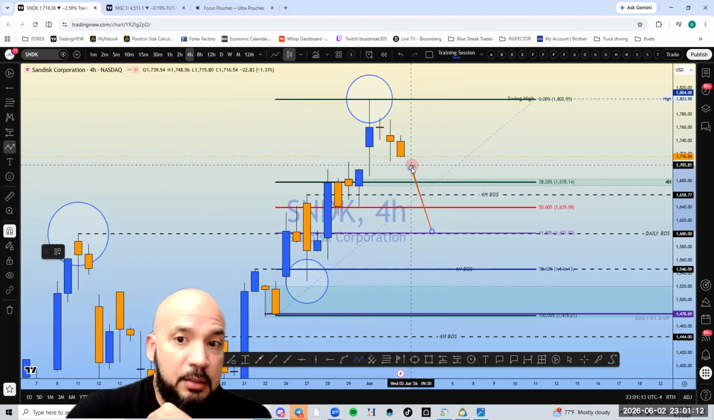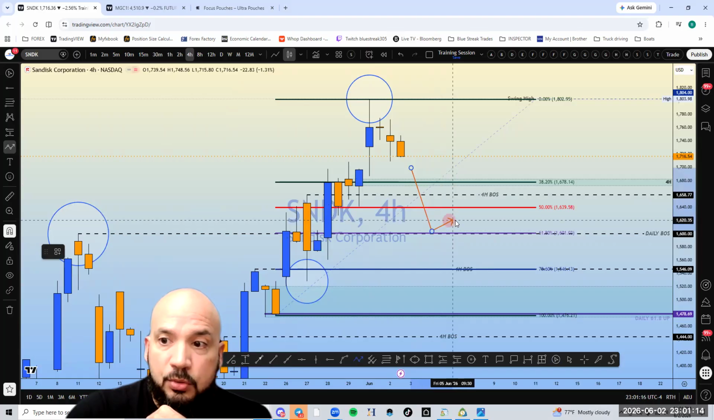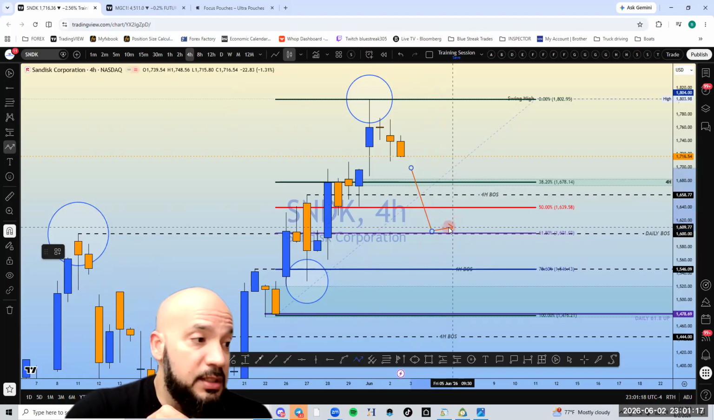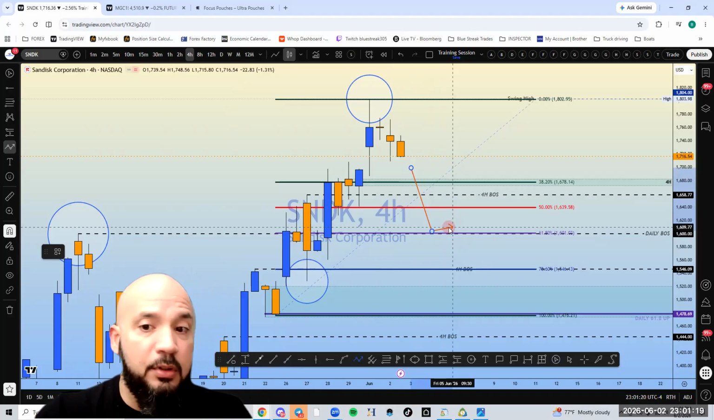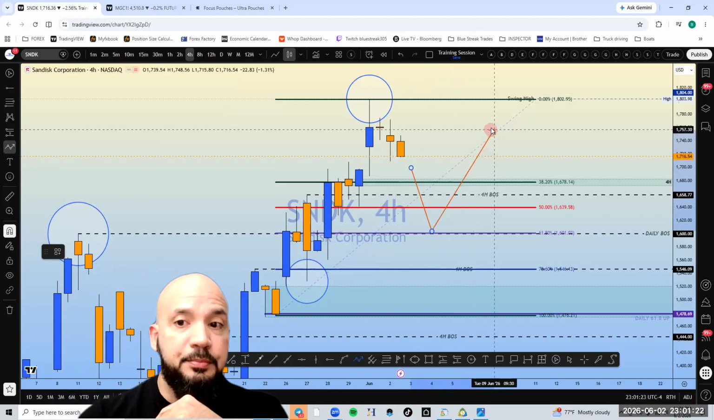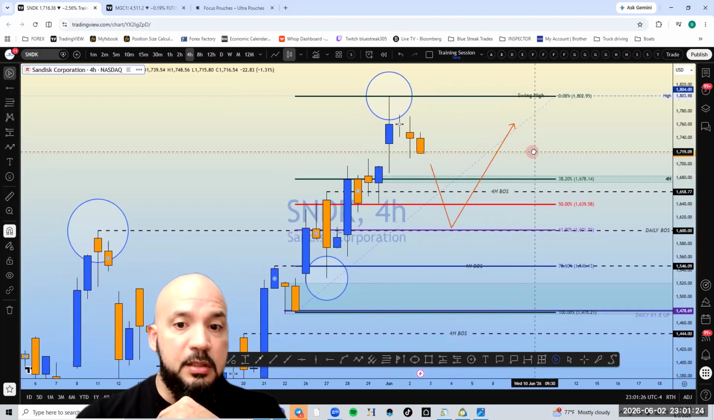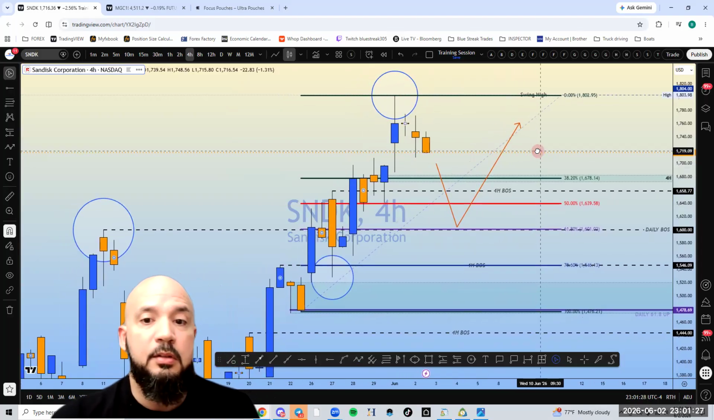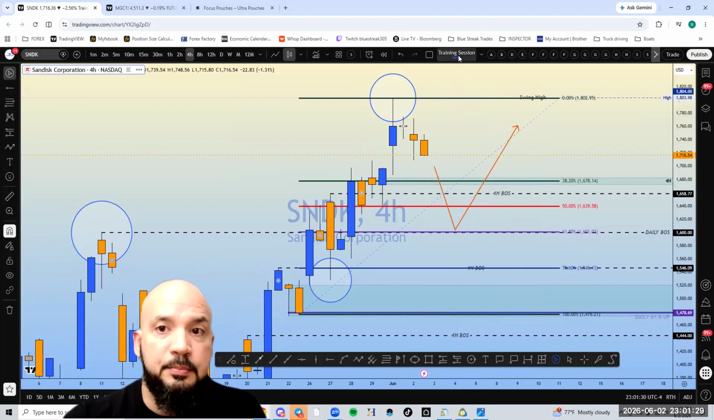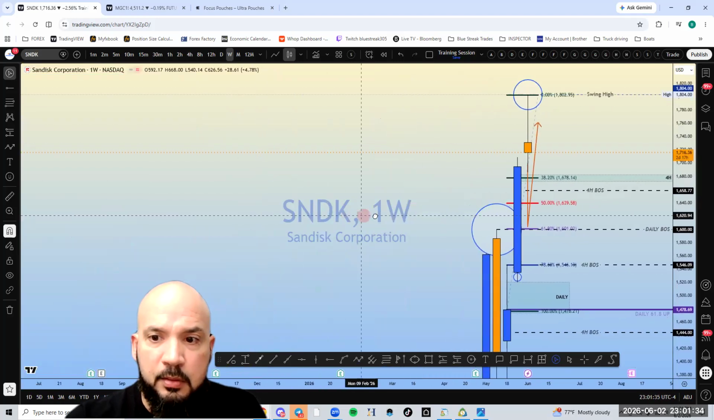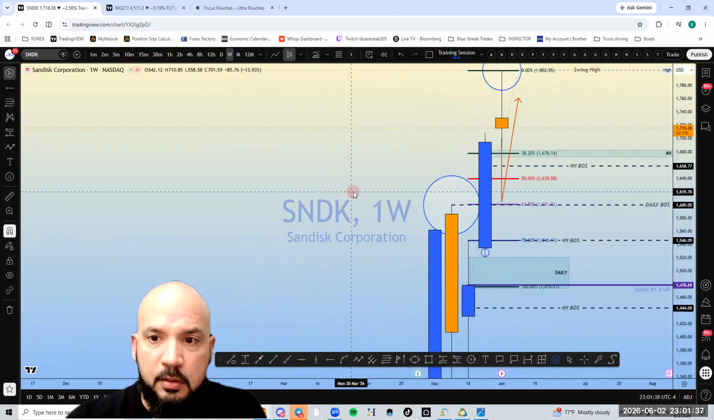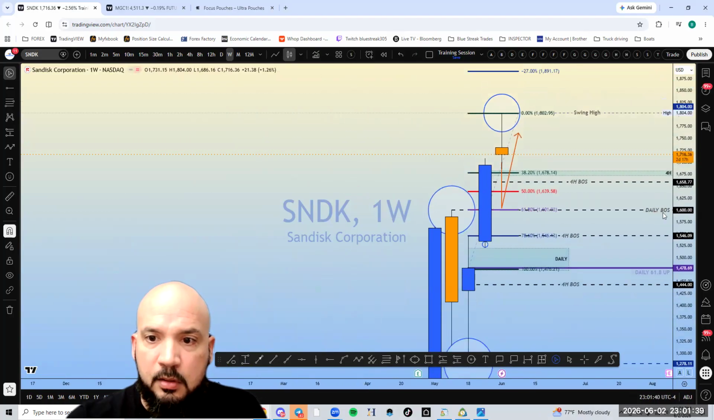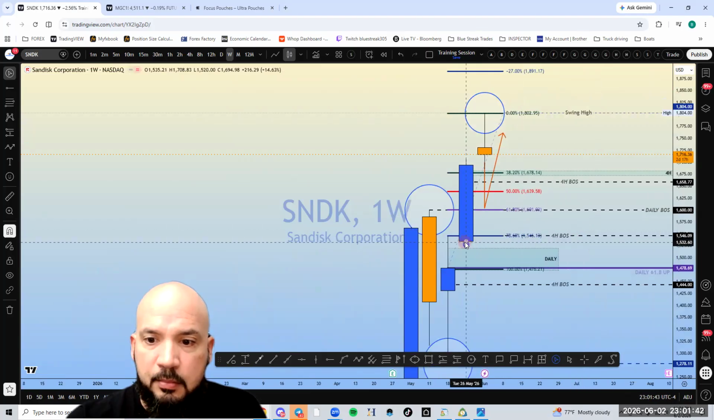It's possible that the market may want to come back all the way down to the 1600 level, which is a psychological level because it's a round number, and then continue from there. This is possible right here. This is what you could be looking at. Now, let me see what the weekly looks like really quick. Yeah, gapped up. This was the last week. This is this week.